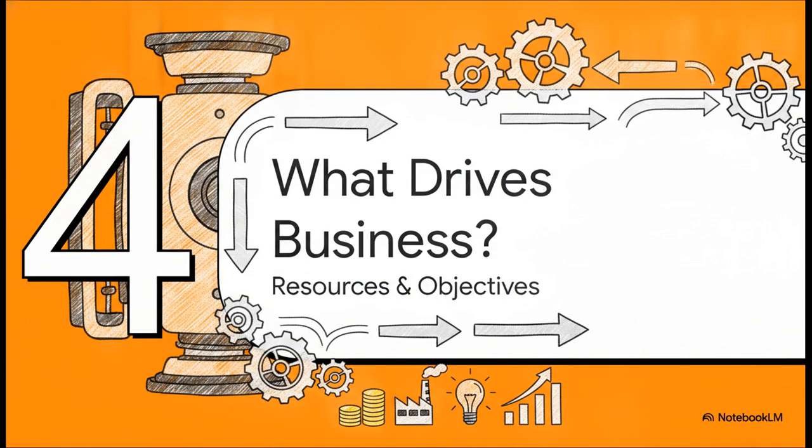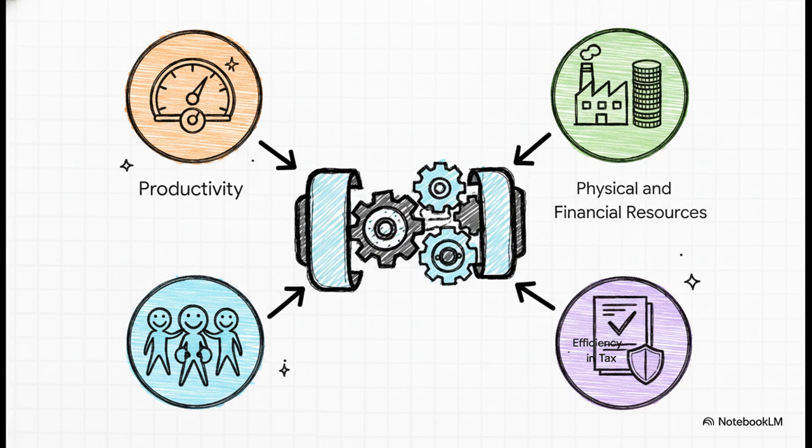Which brings us to our final part, Section 4, what drives a business? So let's look under the hood. To keep this massive economic engine running efficiently, a business definitely cannot survive on good vibes and ideas alone. To actually survive and progress, it needs to orchestrate a few critical drivers. First up is productivity, basically getting the absolute maximum output from your inputs. Then you absolutely need physical resources, like plants and machinery, alongside the financial funds to keep the lights on.